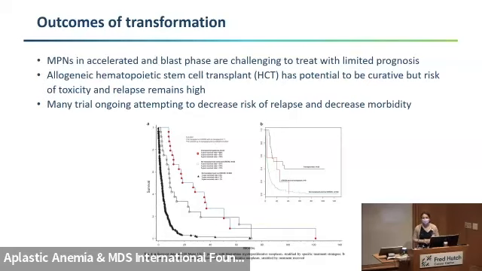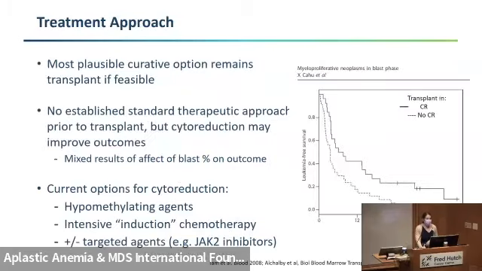Another challenge here is that many patients are older when they transform and have leukemic transformation, both from MPNs and MDS. And as you just saw, age can be a challenging feature for transplantation. So for patients who are candidates, the most plausible curative option is transplant. But the trouble is we don't have an established therapeutic approach prior to transplant.